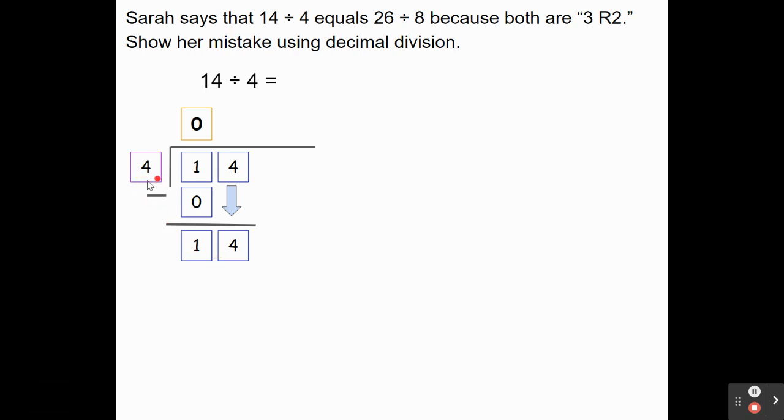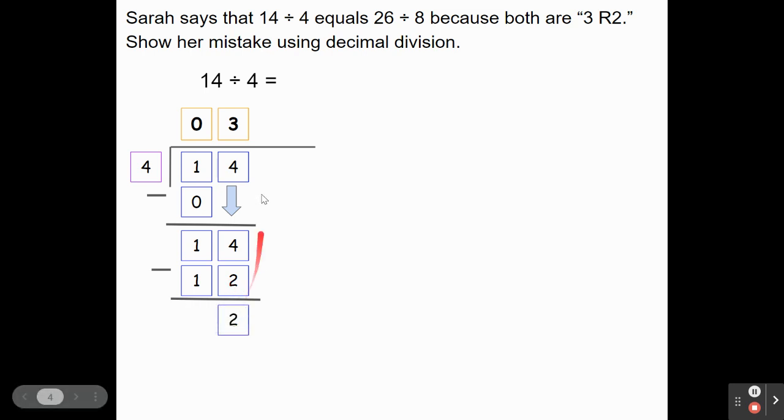Now let's think of our multiples of 4. We could multiply 4 times 3 to get us closest to 14 without going over. So 3 times 4 is 12. So we can subtract 14 minus 12 to get 2 left over. So here we can see our quotient is 3 remainder 2. But we're going to represent this using decimal division.